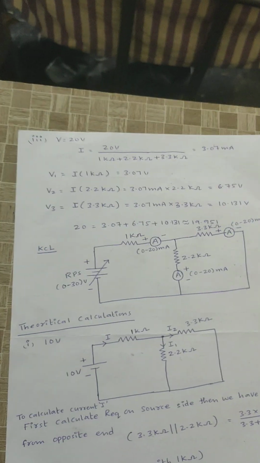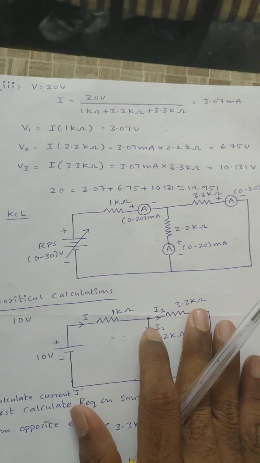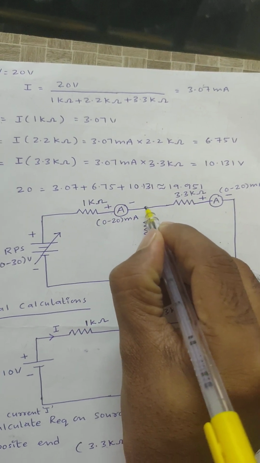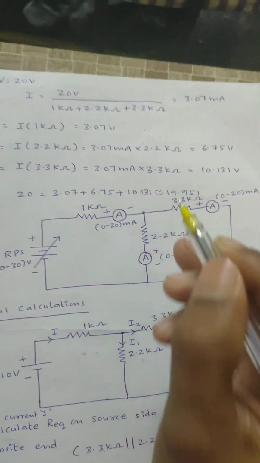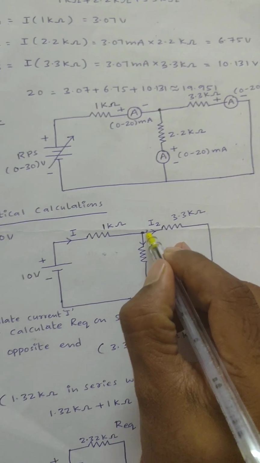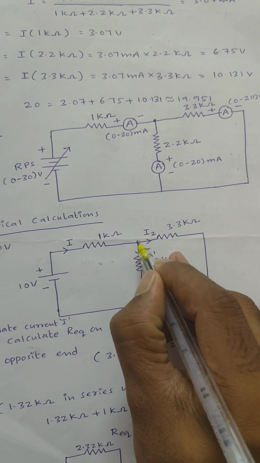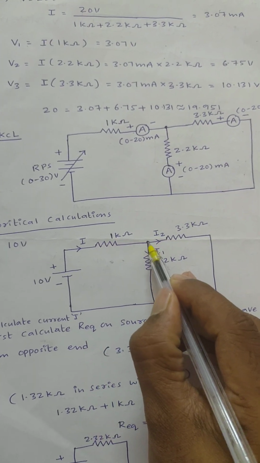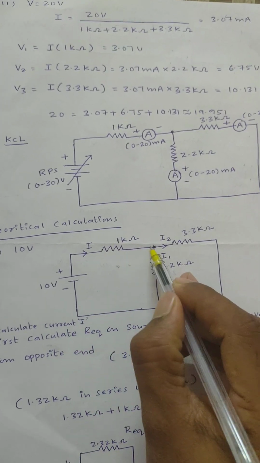Now coming to the KCL experiment. The statement of KCL is: at a particular junction, the sum of incoming currents is equal to the sum of outgoing currents. Now see here, this is the theoretical calculation circuit diagram. From this circuit diagram I need to verify KCL. At this junction the incoming current is I.